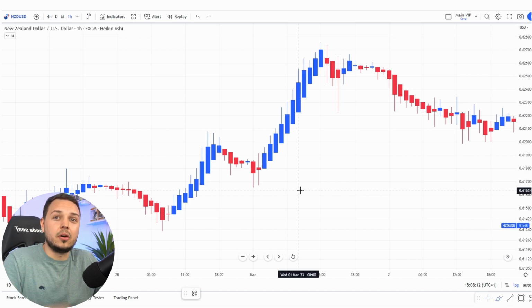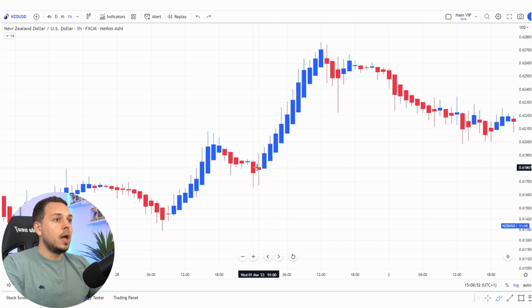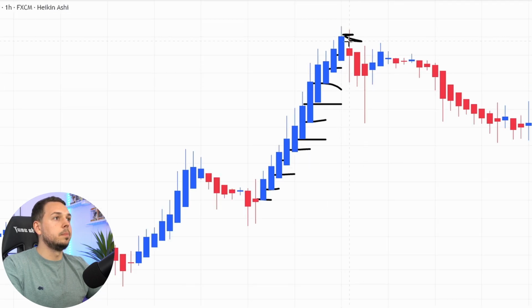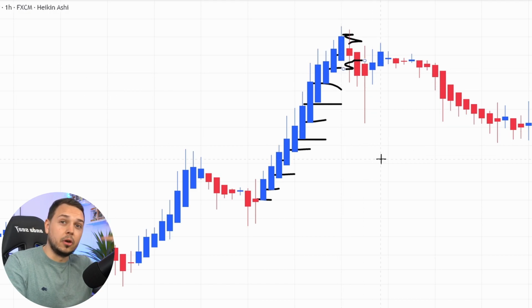So blue Heikin Ashi candlesticks without the lower shadow signal strong bullish momentum. And if we take a look, there are no wicks or lower shadows forming. It keeps making new highs every single time before what happens. Look at this. Red candlestick has an upper shadow over here, lower shadow over here. This signals a turnaround point.